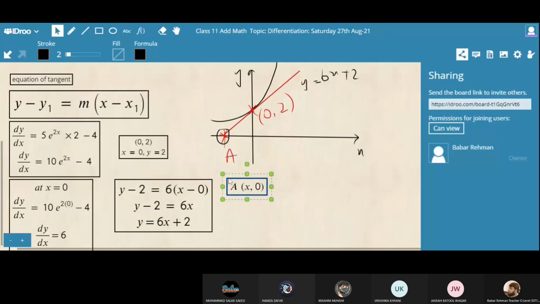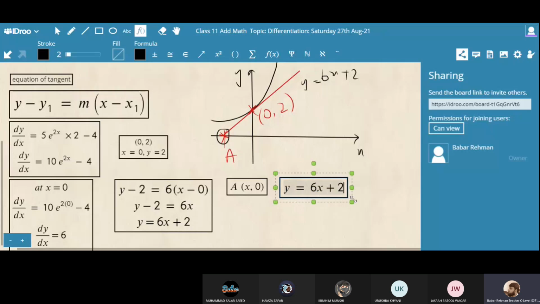So what will I do? Can anybody tell me now? Substitute 0. Very good. Substitute 0 in this equation, 6x plus 2. I will substitute here. Y is equal to 0. So 0 is equal to 6x plus 2. So student, can you directly tell me the answer of this?